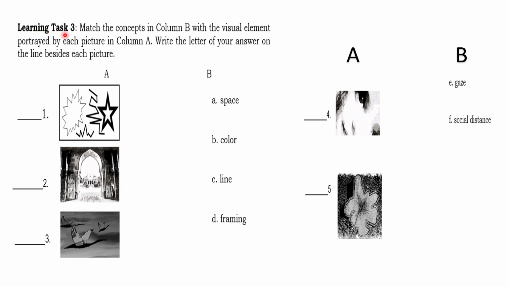For learning task number 3, match the concepts in column B with the visual element portrayed by each picture in column A. Write the letter of your answer on the line beside each picture. All you have to do is to look at this picture and then choose your answers at letter B, and type the letter of your answer here.